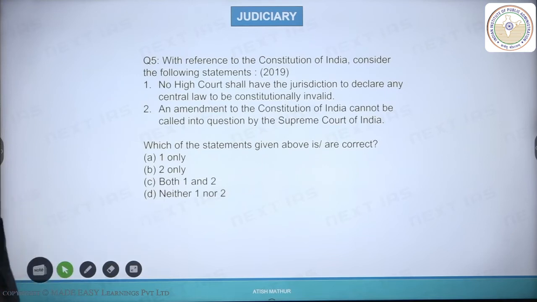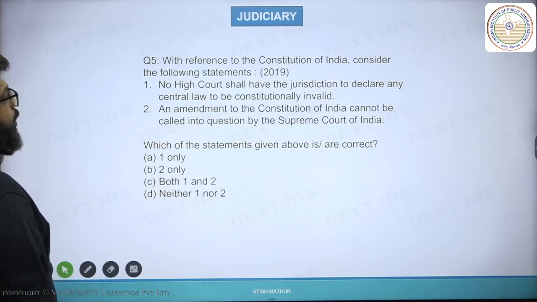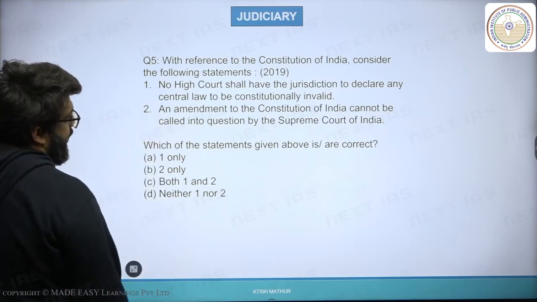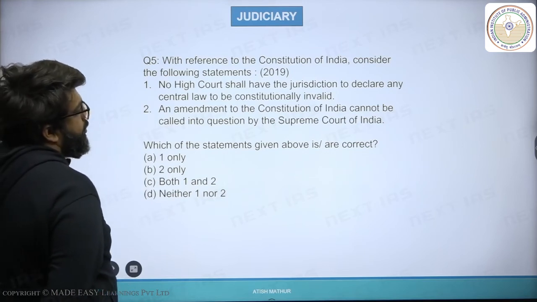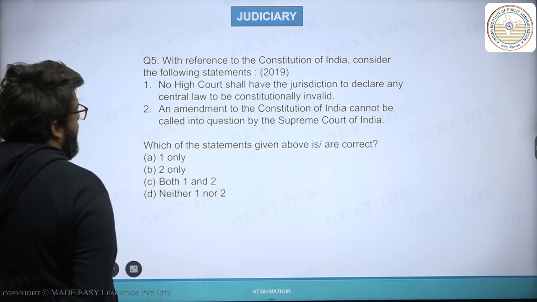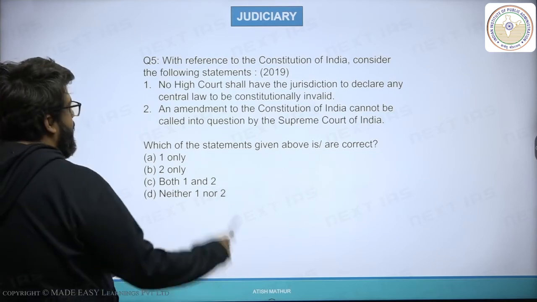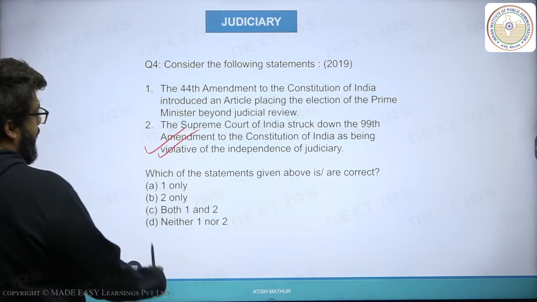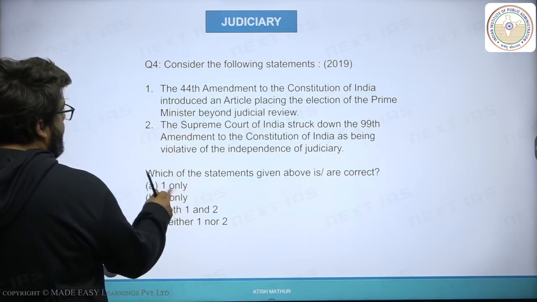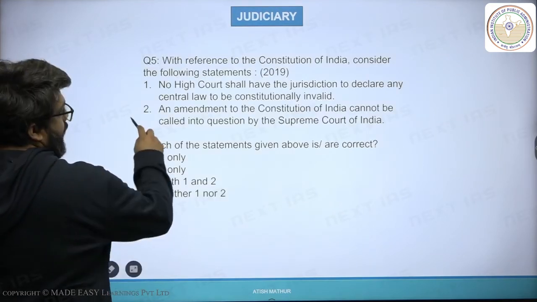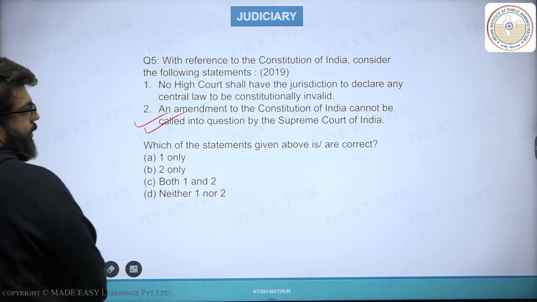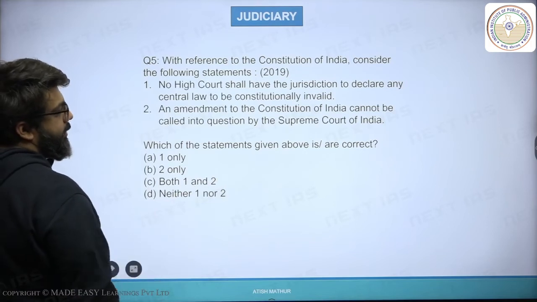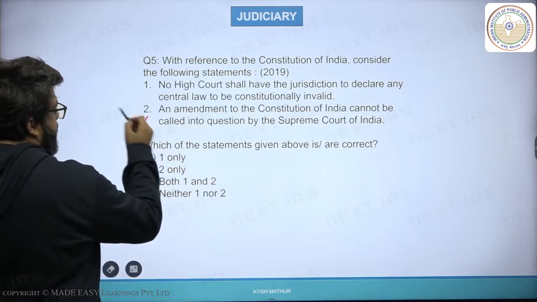With reference to the Constitution of India, consider the following statements. No High Court shall have the jurisdiction to declare any central law to be constitutionally invalid. An amendment to the Constitution cannot be questioned by the Supreme Court of India. पहले वाले में आने से पहले दूसरा तो 100% सही है, राइट? सॉरी यार, कहाँ पहुंच गए? सॉरी, दूसरा तो 100% गलत है। अगर ऐसा होता तो पूरा केशवानंद भारती का झंझट ही कहाँ से शुरू होता, राइट? सो ऑफ कोर्स द सेकंड ऑप्शन इज इनकरेक्ट.